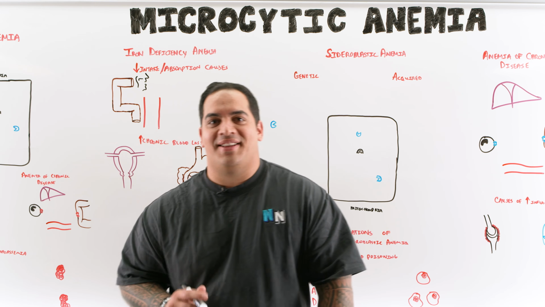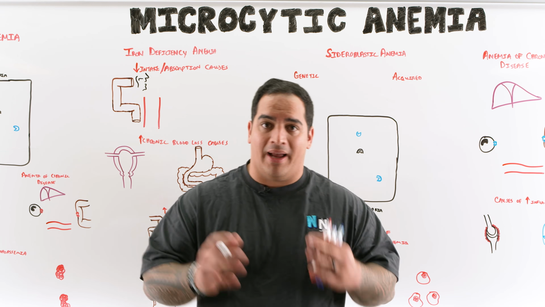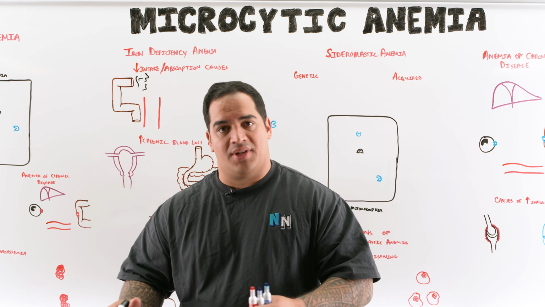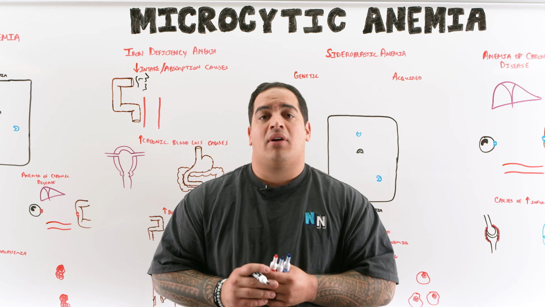What's up, Ninja Nerds? In this video today, we're going to be talking about anemia, but we're going to go through 3 parts. We're going to have microcytic as one video, we'll do normocytic as another, and then we'll finish off with macrocytic anemia. Now, again, this is a part of our clinical medicine section.